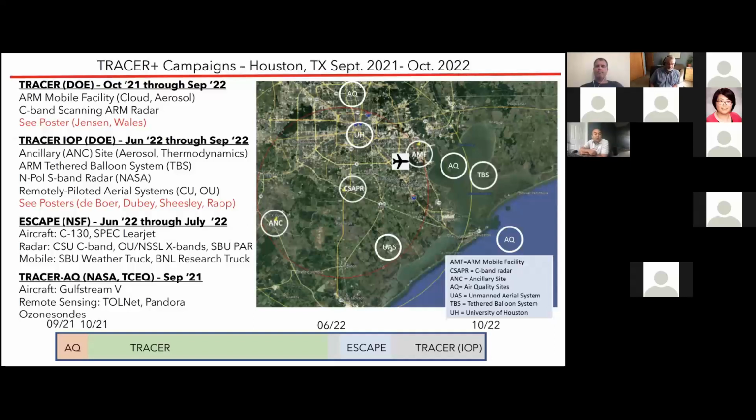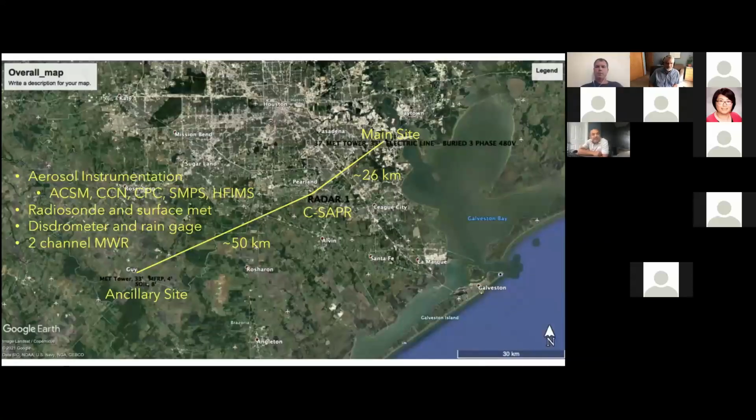And also during the Tracer IOP, there will be NASA's NPOL radar, the S-band radar that's going to be operational to observe the deep convective clouds, right? All right, so next slide. I need to hurry up, I guess. So I'm going to show you a little bit more.